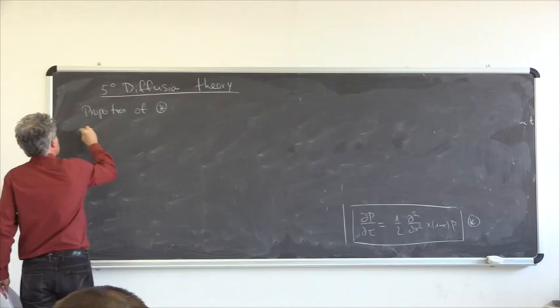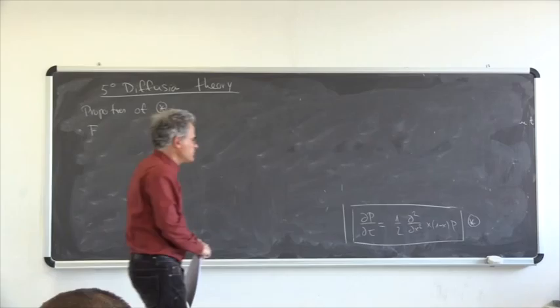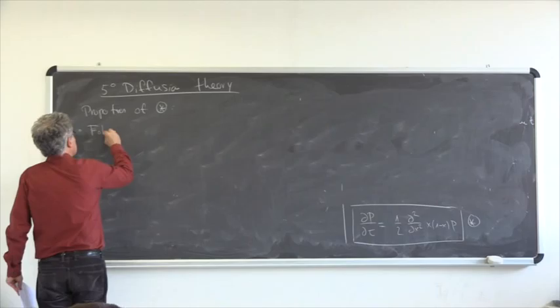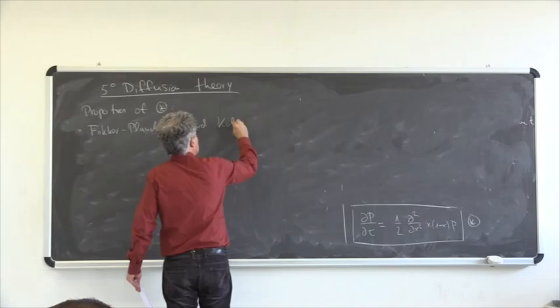It's a Fokker-Planck equation. I guess you know about Fokker-Planck equations, right? So this is an example of a Fokker-Planck equation. We'll see a slightly more general form later. It's also sometimes called a forward Kolmogorov equation. This is something that appears generally in stochastic processes.